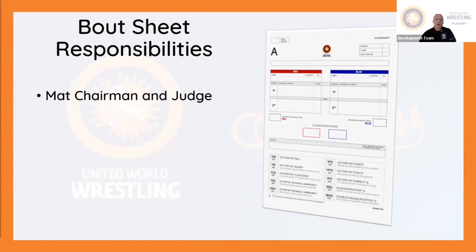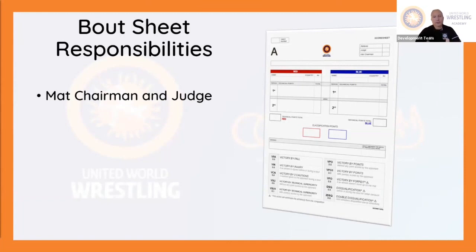Now, depending on where you're at may depend on how much you use bout sheets. I know, for example, myself at the national level, we don't use bout sheets quite like this because so much of our scoring is done electronically that we may just have a very simple bout sheet that we keep for our notation, but not an official bout sheet because those results are recorded on the computer.